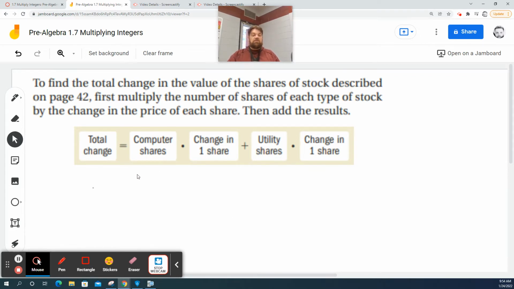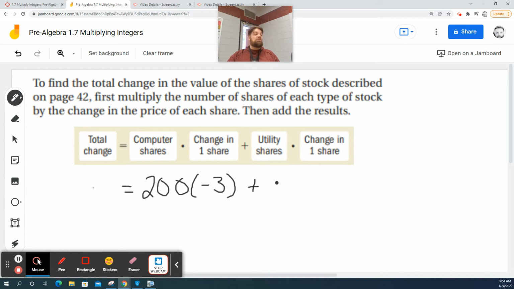So what I'm going to do is, I own 200 shares in a computer company, but I look and yesterday each share dropped $3. In other words, yesterday the price per share went from $30 down to $27. So it dropped $3.